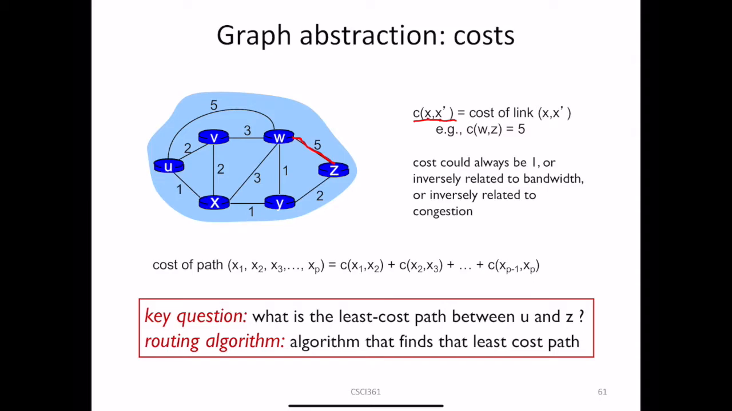In order to calculate the cost for a path, the solution is very simple and quite straightforward. We just add each link along the path together, and we get the cost of the path. Then we have a key question: what is the least cost path between U and Z, or between V and Y, whatever pairs you ask? Actually, the answer is based on the routing algorithm. That's the reason why we need a routing algorithm, because it can help us find the least cost path between each pair of routers.